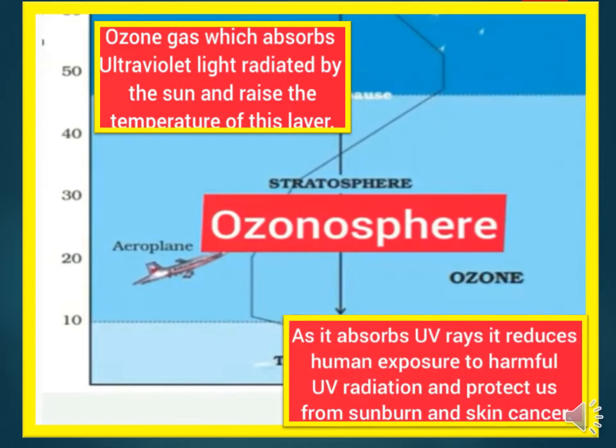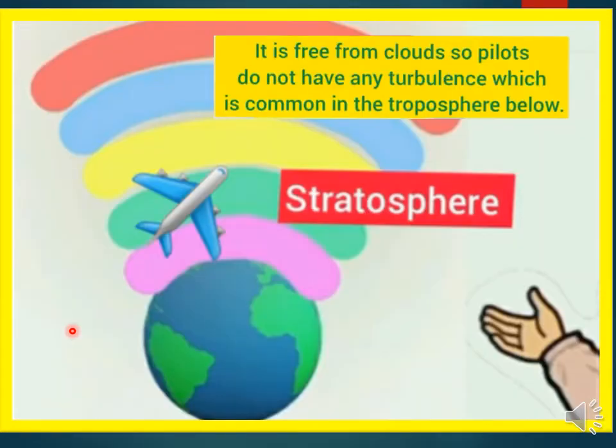Now this stratosphere has a very important feature: it contains a layer of ozone gas, which is called the ozonosphere. As you know, ozone gas protects us from the harmful effects of the sun rays. It protects us from sunburns and skin cancer. So this layer is very important because it has the ozone layer. Now this stratosphere is free from clouds and other weather phenomena and makes the conditions most ideal for flying aeroplanes.